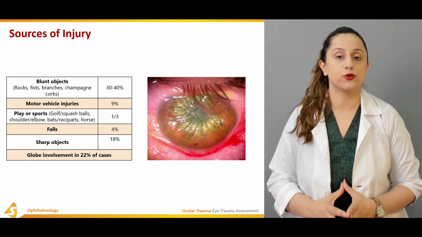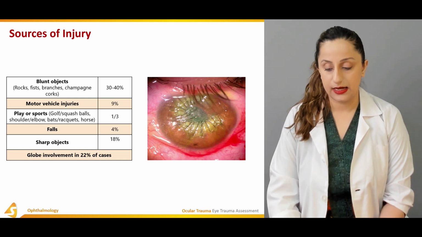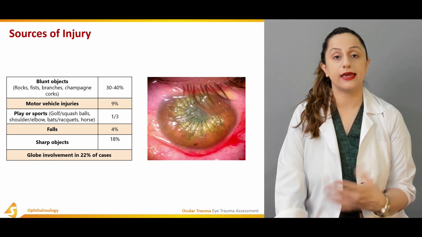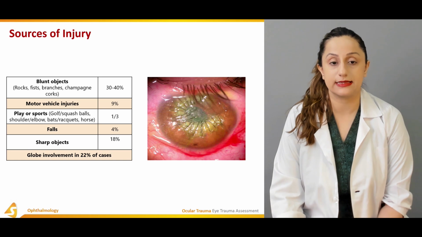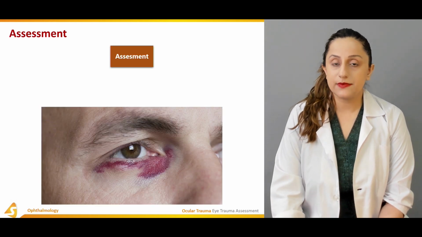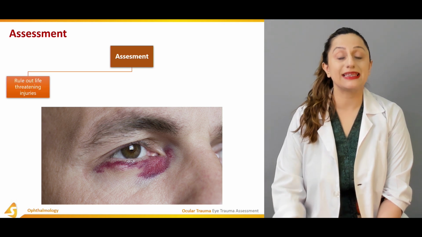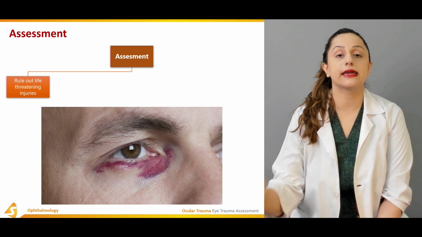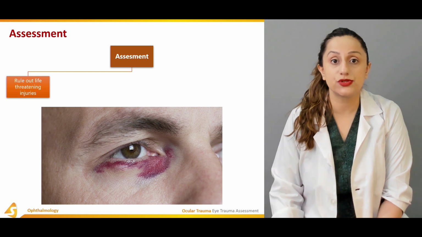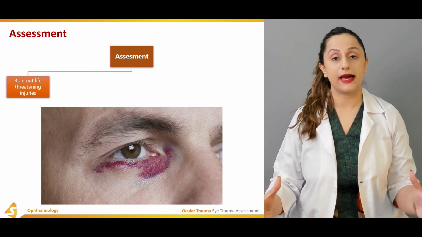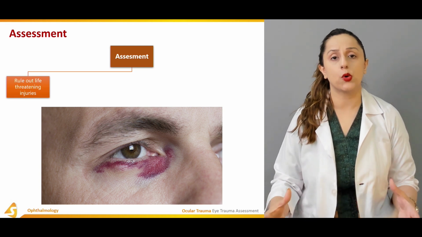So one should be well versed with all of these statistics when dealing with an eye trauma case, or a massive ocular trauma that has occurred. In the assessment, as we've already emphasized, rule out any other life-threatening injuries that are accompanying this ocular trauma. It can be a road traffic accident with multiple injuries. It can be a mass accident or a mass disaster, for example bombing or earthquakes.